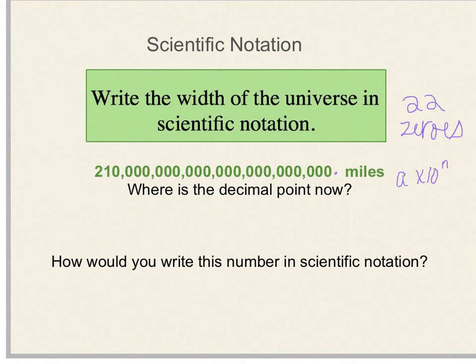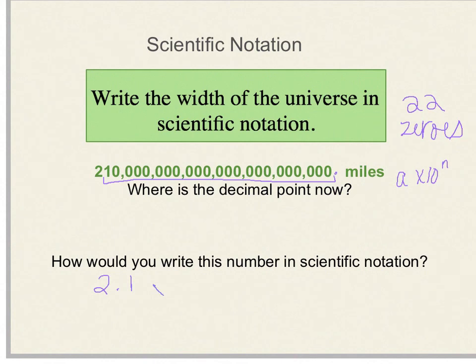So we need to move this decimal point all the way to the front, and we're going to put it between the 2 and the 1. So I would have 2.1, 0, 0, 0, 0, 0, but we don't need to write all of those zeros out.